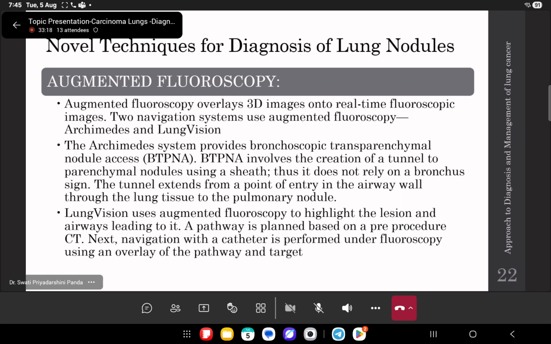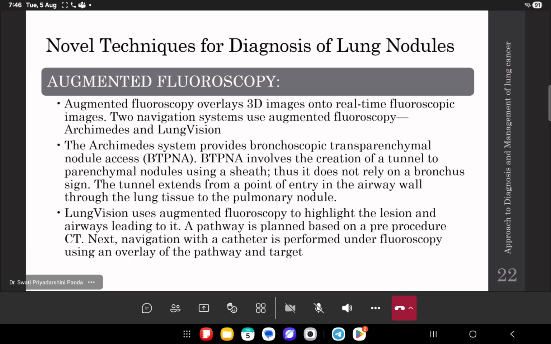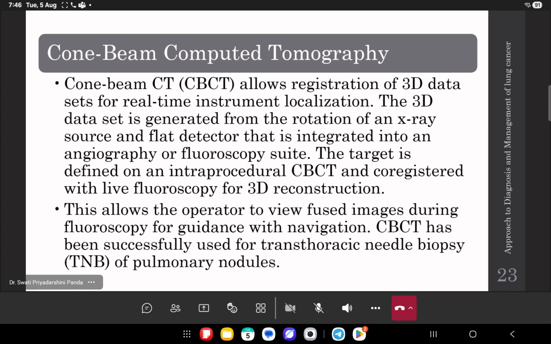And Lung Vision uses augmented fluoroscopy to highlight the lesion and airways leading to it. A pathway is planned based on a pre-procedure CT. Next, navigation with a catheter is performed under fluoroscopy using an overlay of the pathway and the target.